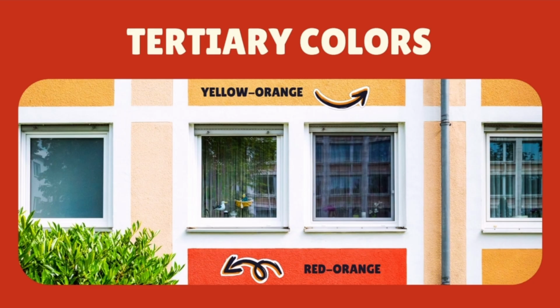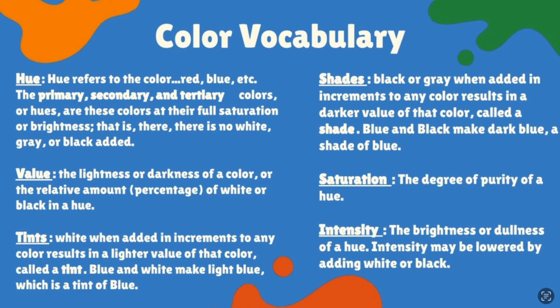Lois is going to do the vocab. Hue refers to a color, red, blue, etc., including the primaries, secondaries, and tertiary colors. Hues are these colors at their fullest saturation of brightness. There is no white, gray, or black added. Value is the lightness or darkness of a color, the relative amount of white or black mixed with the hue.